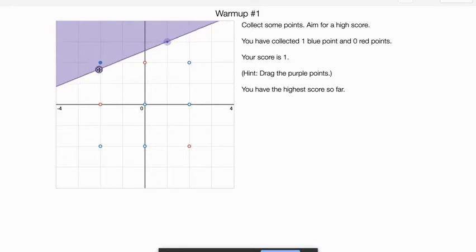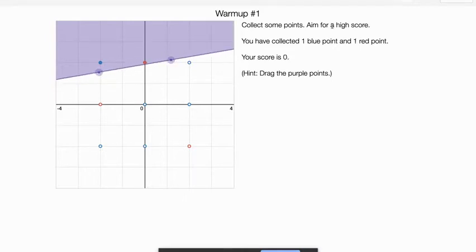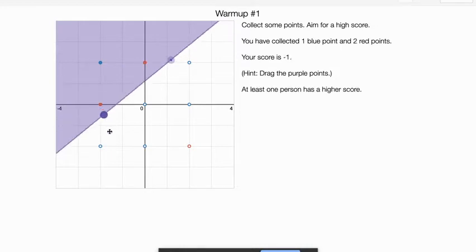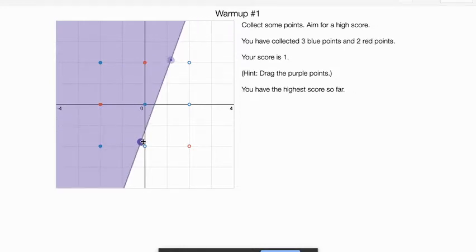So, if you notice here, I've captured a blue point, and so my score is 1. However, if I also capture a red, now I have 1 of each, and now my score is 0. So blue is going to add to your score, red is going to take from your score. Your goal is to get the highest score possible. And so like if I were to drag like this, notice how I haven't actually gotten any higher than my original because my score is still 1 because I've captured 1 of each.